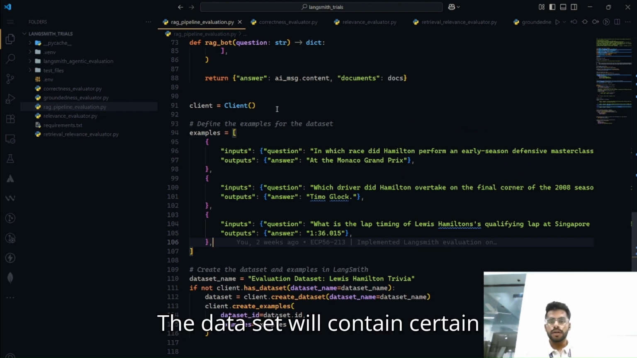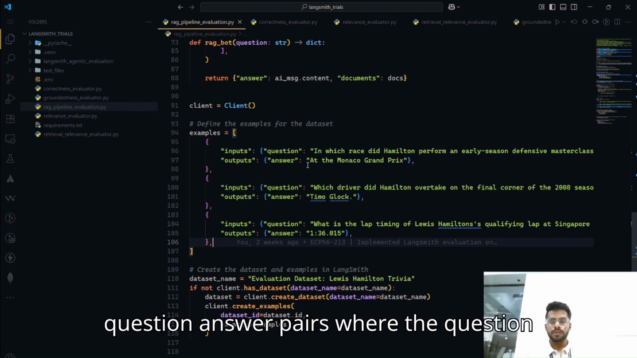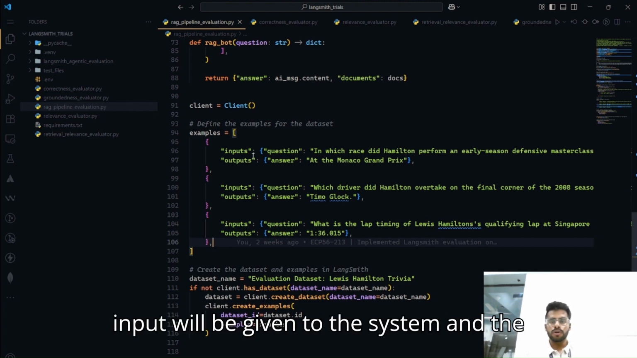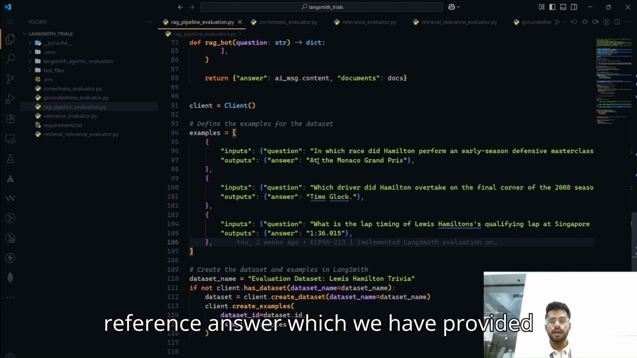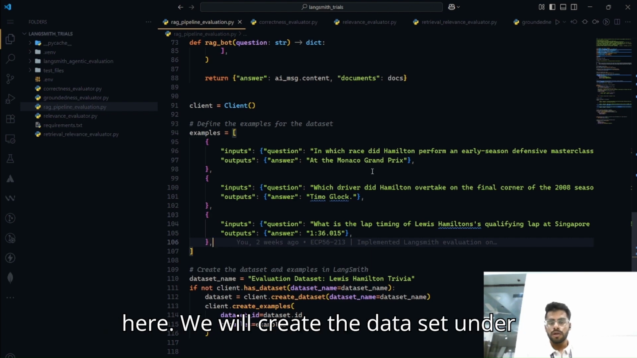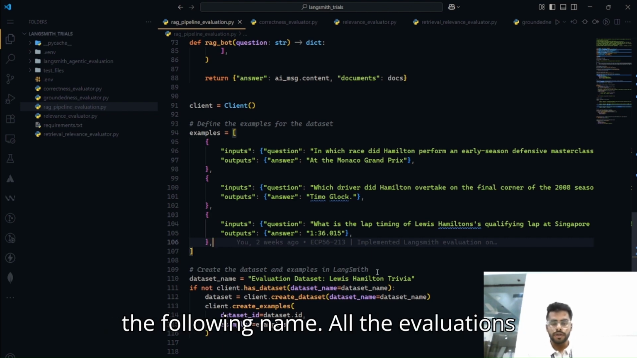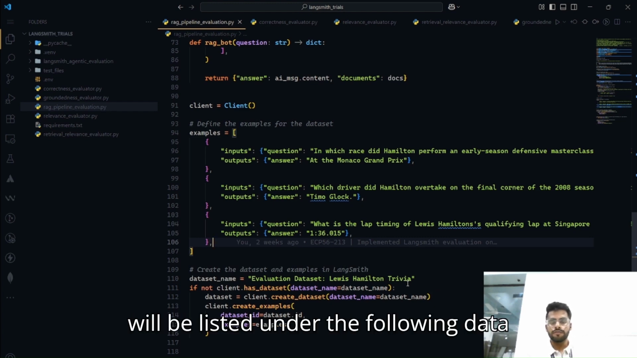The dataset will contain certain question answer pairs, where the question input will be given to the system and the answer of the system will be judged against the reference output, or the reference answer, which we have provided here. We'll create the dataset under the following name. All the evaluations will be listed under the following dataset.